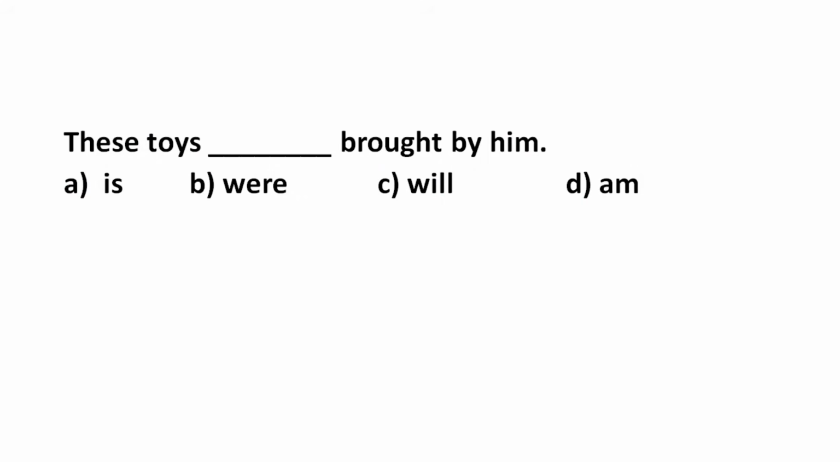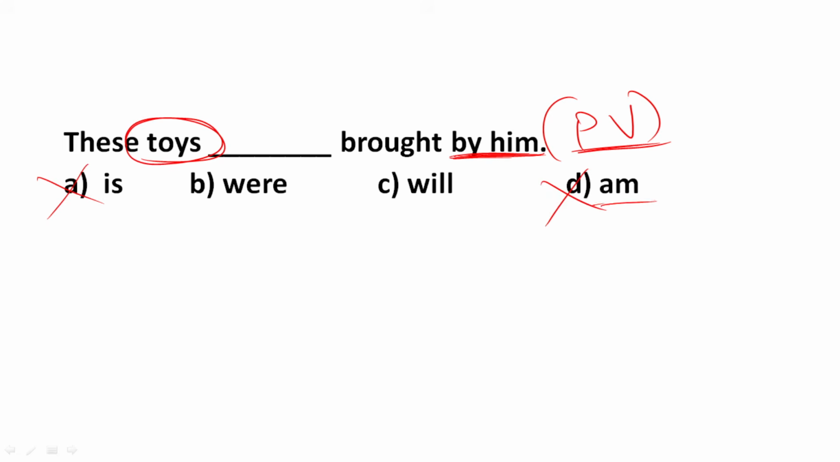These toys dash brought by him. I think this is a simple question because by him is the grammar here. And now naturally by is always in passive. No doubt about it. Correct? Now the subject is toys. Toys is plural, is singular, am is out of imagination, am is used only for I. Now, if you want to use will, the verb should be V1. Brought is not V1, so the right answer is option B.